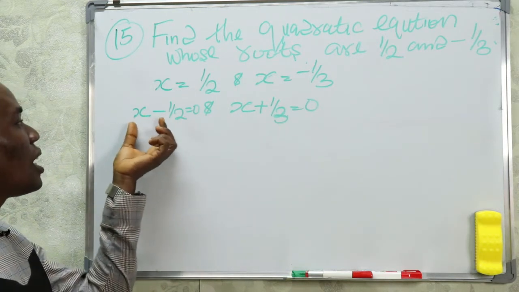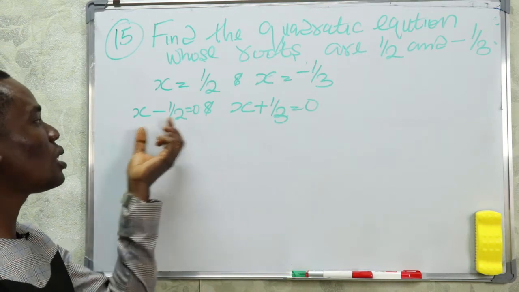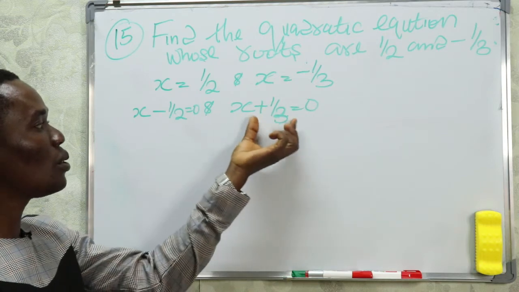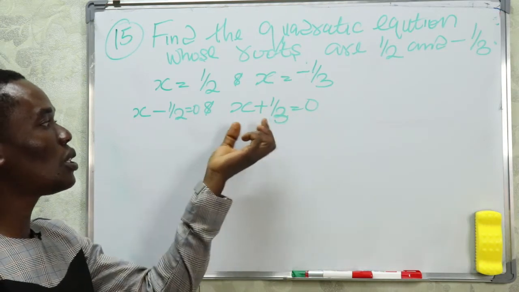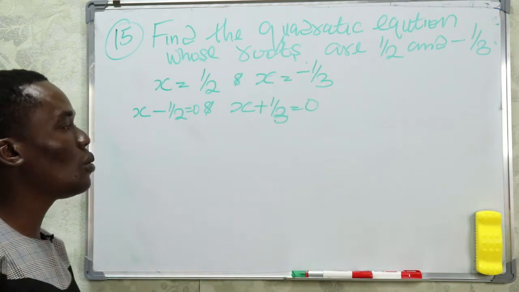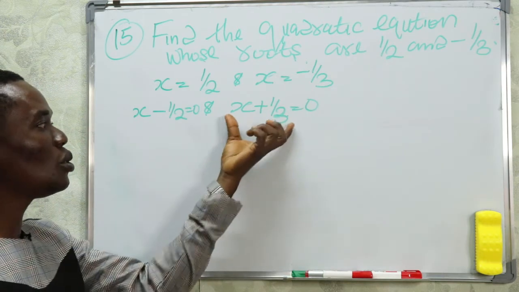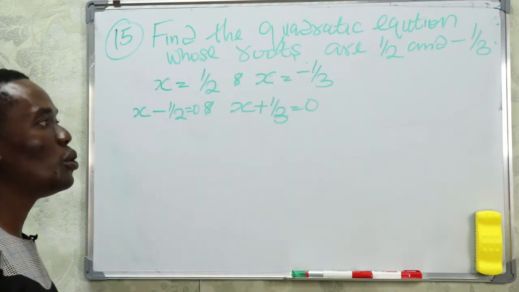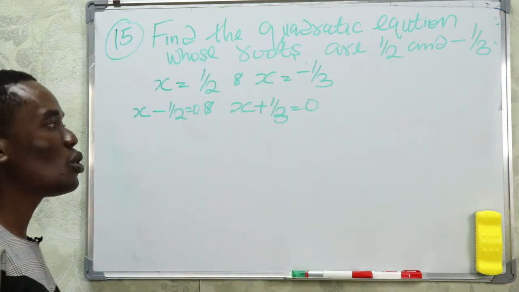because it is from this equation that we arrived at this. Because when we say x minus half is equal to 0, then x will be equal to 1 over 2, and when we say x plus 1 over 3 is equal to 0, then x will be equal to minus 1 over 3. Now the reason why we did this is to get the equation through which we got these roots. Now let's bring the equation together.